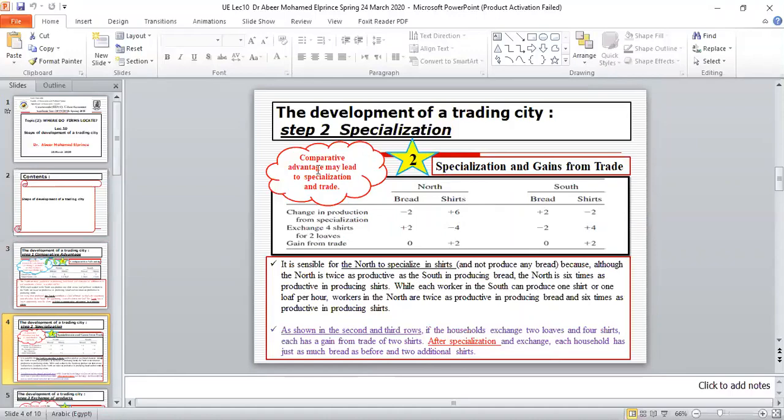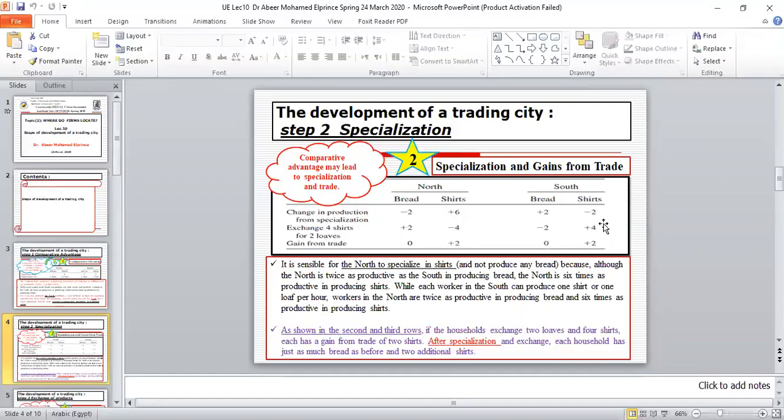Comparative advantage may lead to specialization and trade. Each region will specialize in its comparative advantage product and then exchange between both and achieve gains from trade. When North specializes in producing shirts, it sacrifices 2 bread, but it can produce 6 shirts. And if it exchanges 4 shirts for 2 loaves, done.